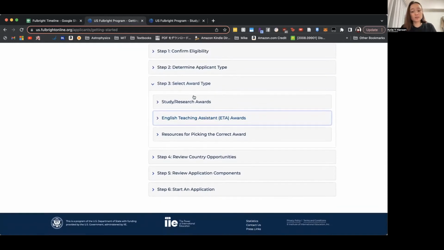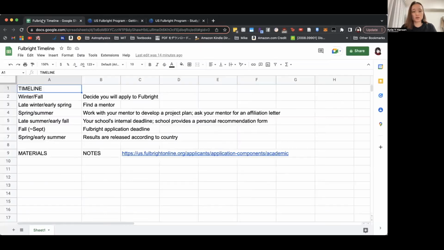So if you're like me, you're an undergrad who wants to do research in another country, this is going to be most relevant to you. I'm assuming for the other ones, it'll be somewhat similar, but that's basically what I'm going to be talking about. I'll be doing this one, the research awards here. Okay, so this is the timeline for that specific Fulbright program.